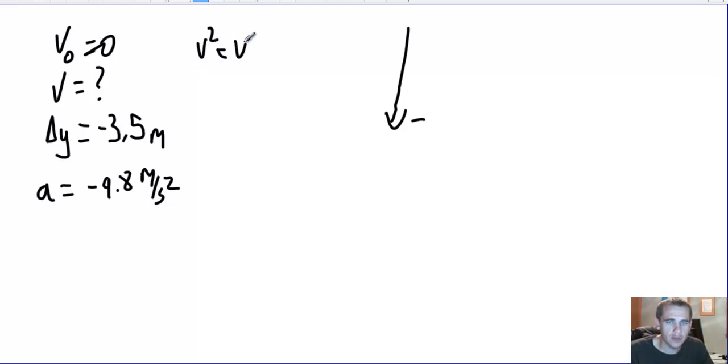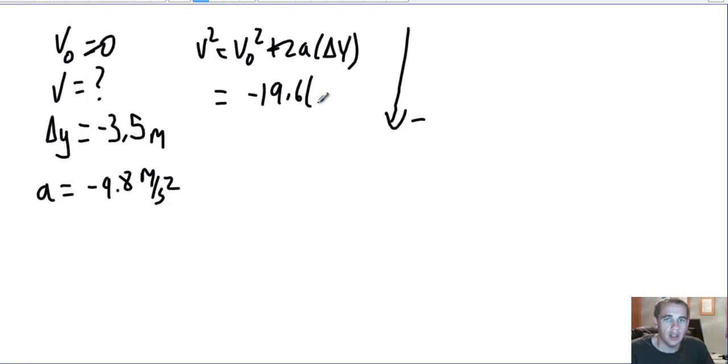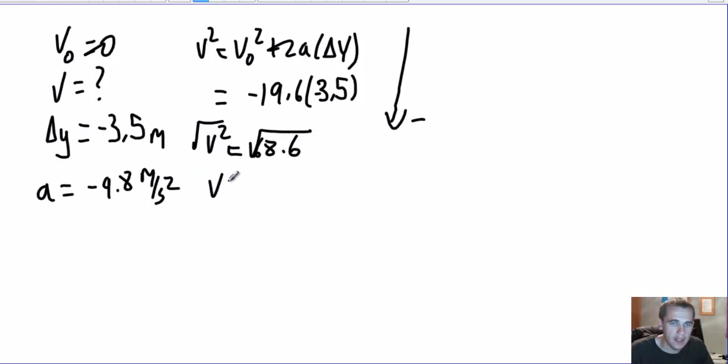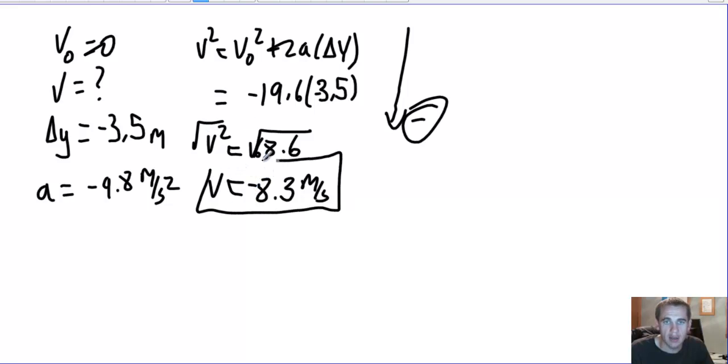Okay, and I'm supposed to find final velocity, and so we can just say third equation, final velocity squared equals initial velocity squared plus twice the acceleration times the change in position. And so I'm going to have this equals negative 19.6 times 3.5 times negative 3.5. Okay? And when we do this, we're going to end up with a positive, which is good because I need to square root it, but we have to pay attention to our direction, right? So I end up with v squared equals 68.6. So I square root that, and v is 8.3 meters per second, but since I chose down to be negative, this has to be negative. Remember, the square root is plus or minus, and you got to pay attention to that.